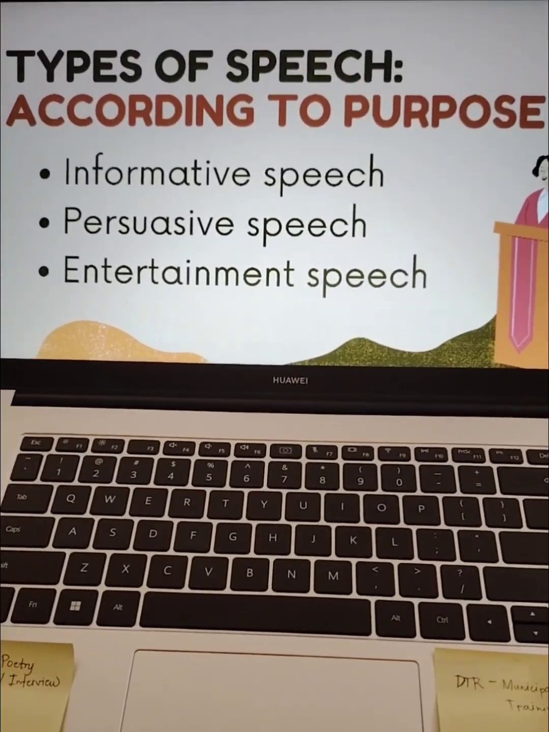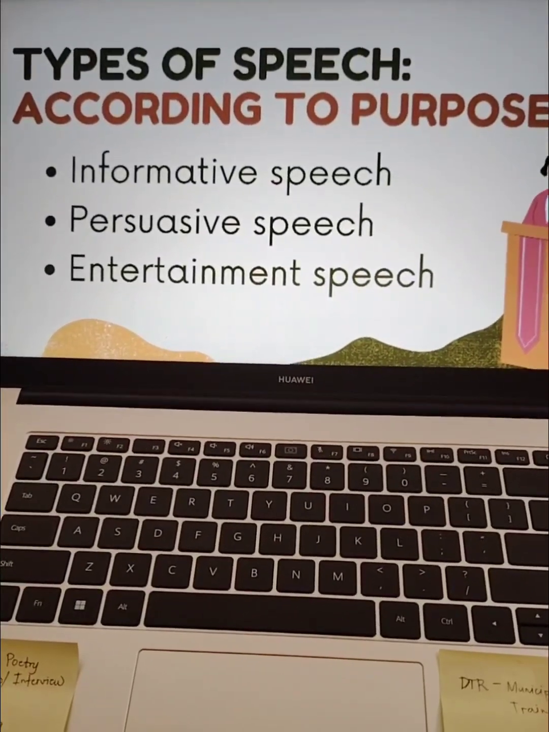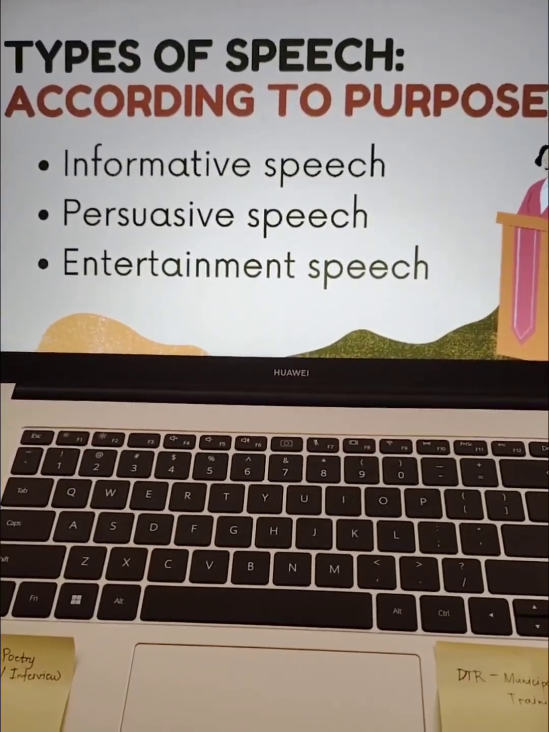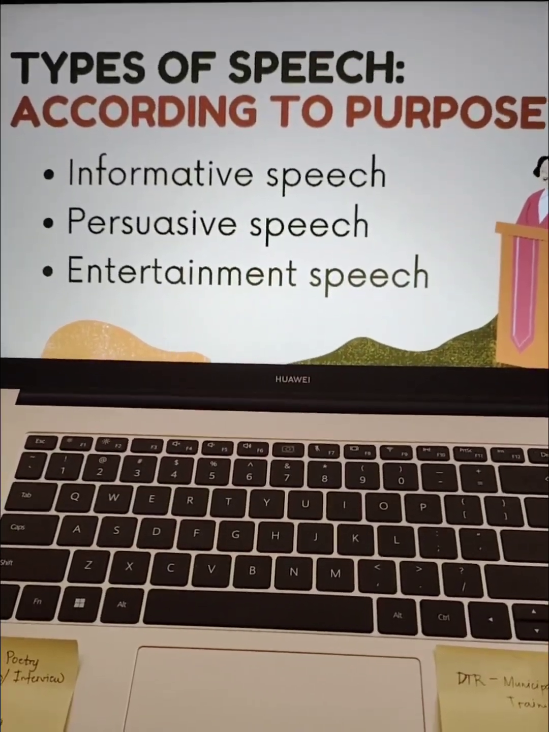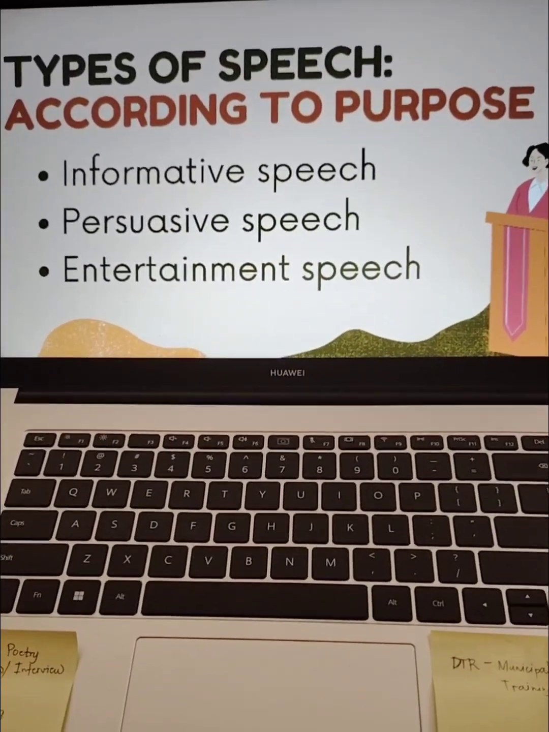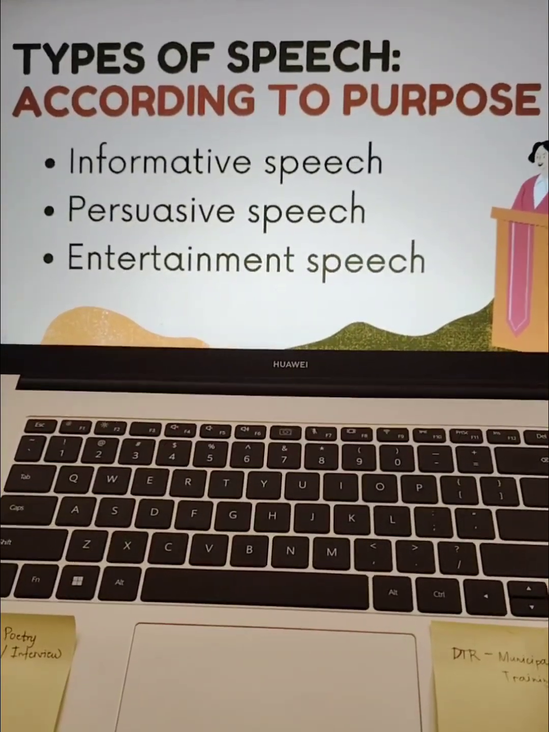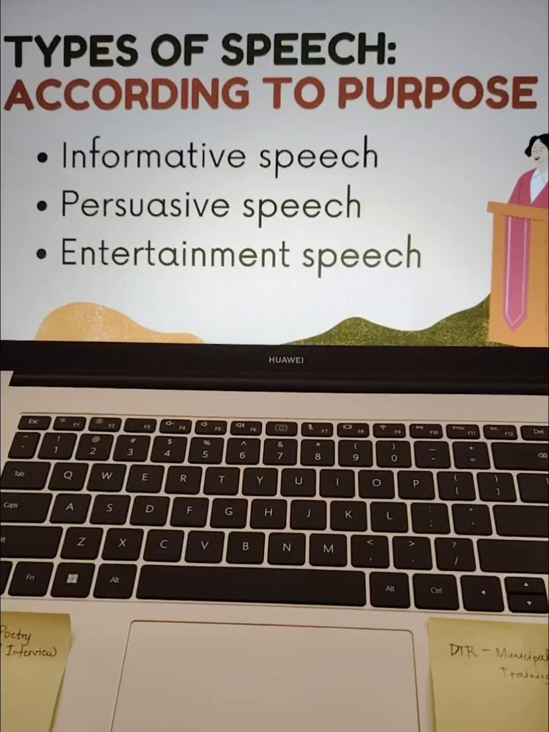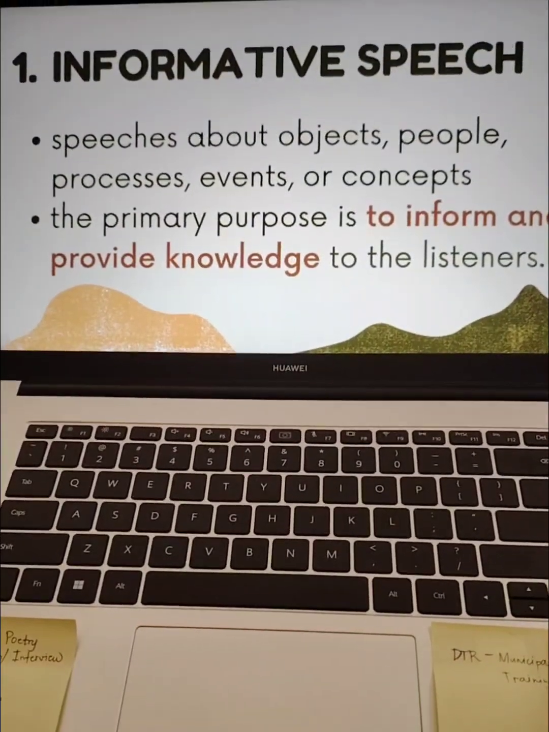Persuasive speech is to influence or encourage the audience about something, let's say your point of view or the way they have to think. Entertainment speech is to make people have fun, make them laugh, and let them feel joy when they are listening to your speech.